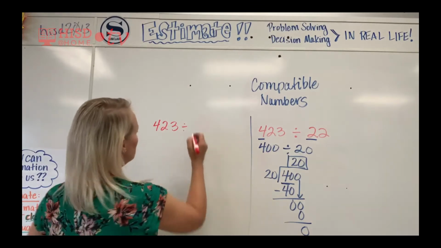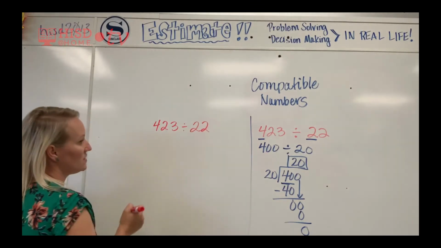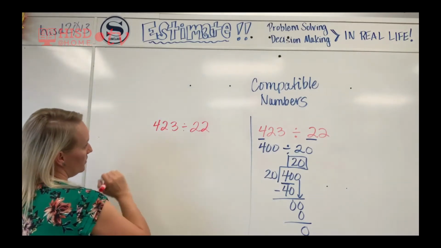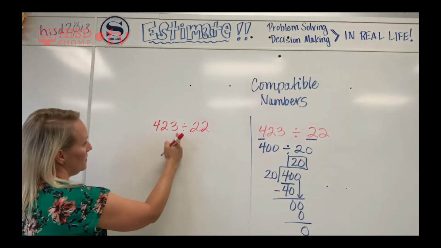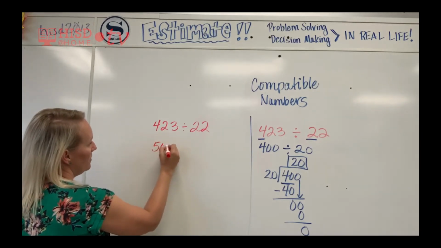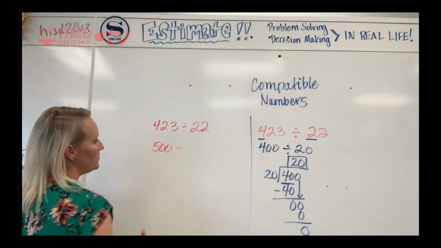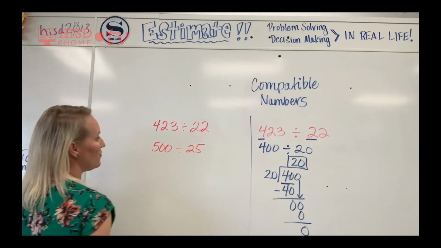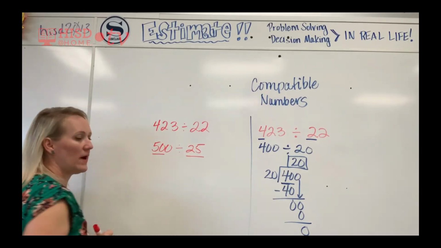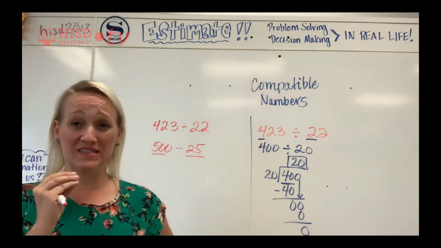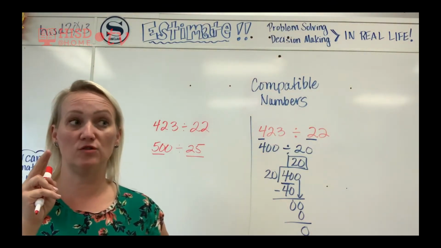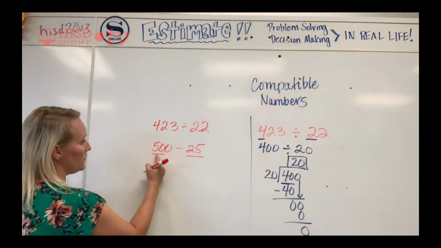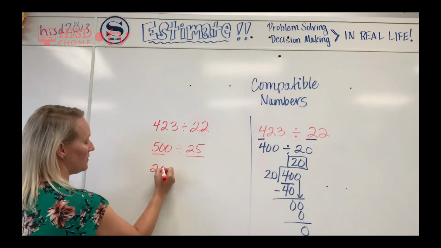423 divided by 22. So this time, instead of using 400, what if I said this could be 500, like say I just went ahead and gone up, divided by 30 or 25. I could say 25 because I know 25 is compatible with 50. Maybe somebody sees it that way. Compatible numbers have to do with how you see the number, okay? So I know that 25 goes into 50 2 times, and I have to just add the other 0.